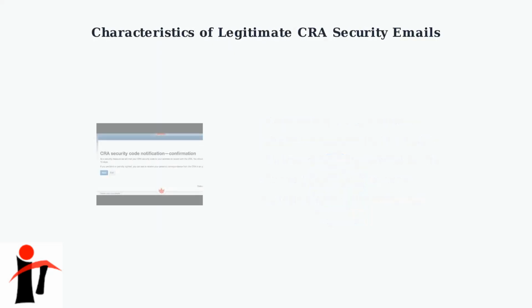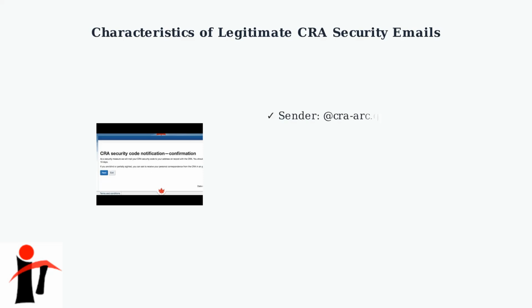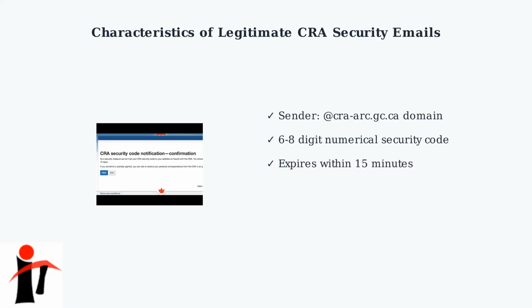Legitimate CRA security code emails have several distinct characteristics that help you identify them as authentic communications from the Canada Revenue Agency. First, they always come from the official CRA domain at cra-arc.gc.ca. The email will contain a 6 to 8-digit numerical security code that expires within exactly 15 minutes for security purposes. Legitimate emails will always display official CRA branding and formatting. And importantly, they never use urgent or alarming language to pressure you into immediate action.